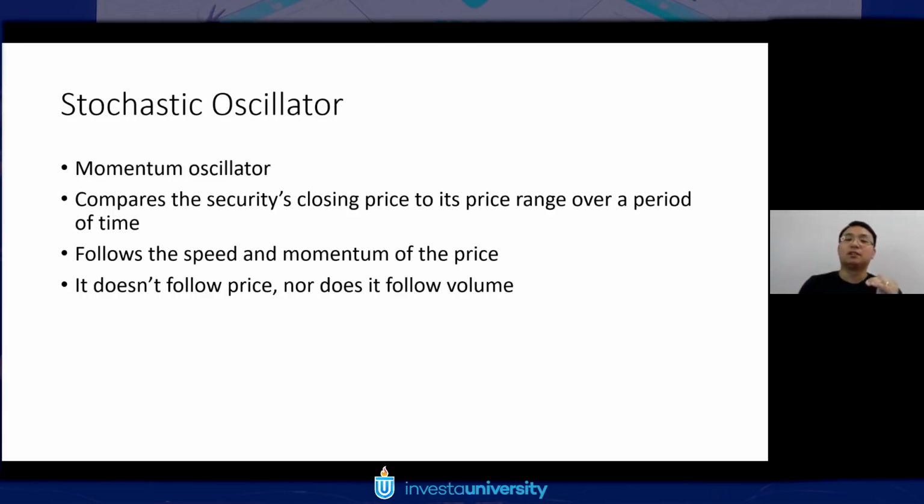So, ibig sabihin, kunwari, tingnan natin yung closing price ngayon, and then tingnan natin for the past 7 days, ano yung range ng market? Ano yung pinakamataas? Ano yung pinakababa? It compares your closing price relative to that range. Yun yung ginagawa talaga ng stochastic oscillator. So, what it does is that it follows the speed and the momentum of price. Tinitignan niya, nasa high side ba ngayon ang closing price relative to that range, or nasa low side ba siya relative to that range? Bumibilis ba yung paglapit niya dun sa baba, or bumibilis ba yung paglapit niya dun sa taas? Yun po ang ginagawa ng stochastic oscillator.